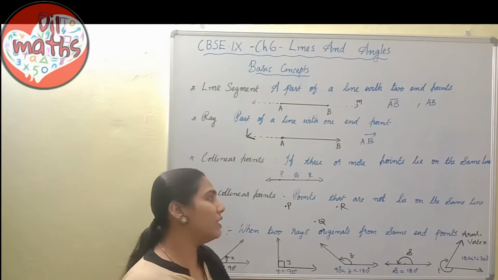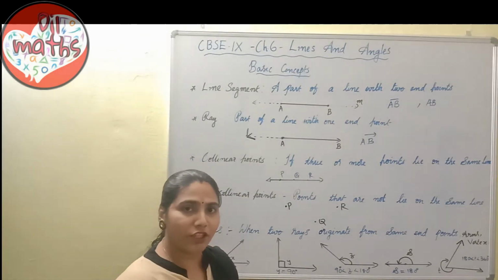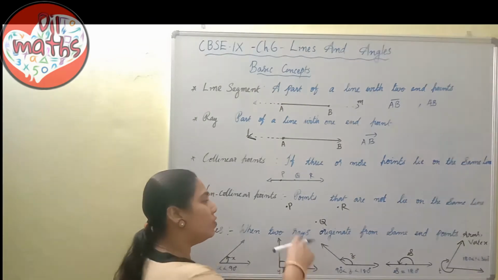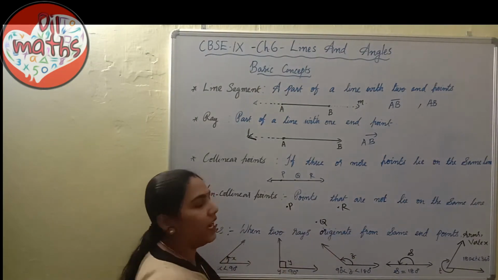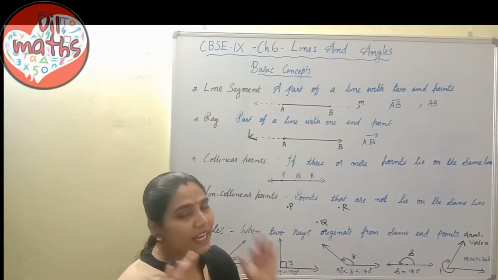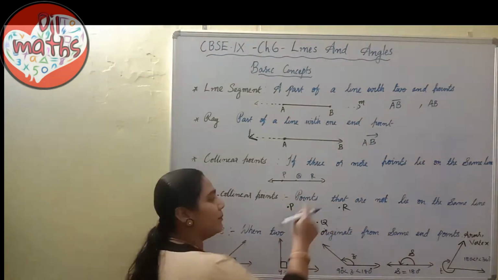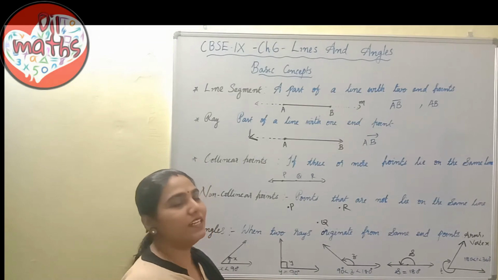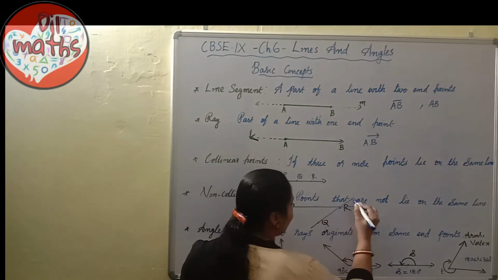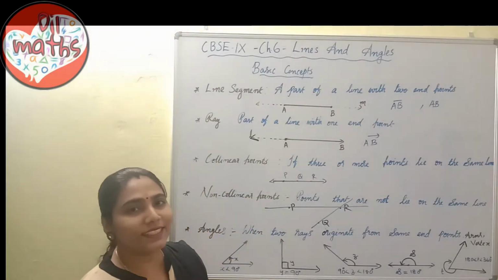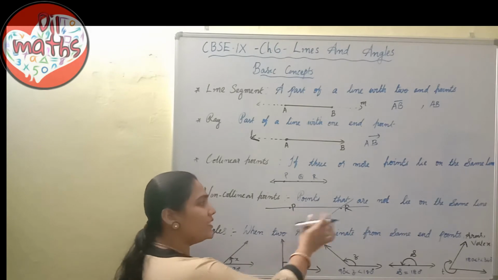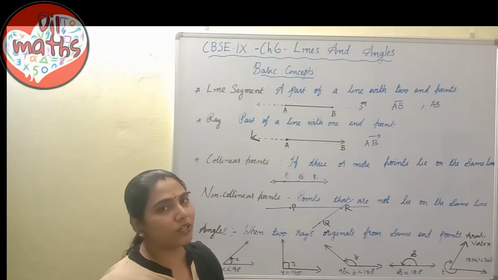Next one is non-collinear points. Just the opposite of collinear points, isn't it? Points that are not lying on the same line. I took 3 points here, P, Q and R. Can we find a line which is passing through these 3 points? No, it is impossible, isn't it? If you are drawing lines, we can draw like this. P and R we can join like this only, isn't it? So it is impossible to find a line passing through these 3 points. So these 3 points are non-collinear points.